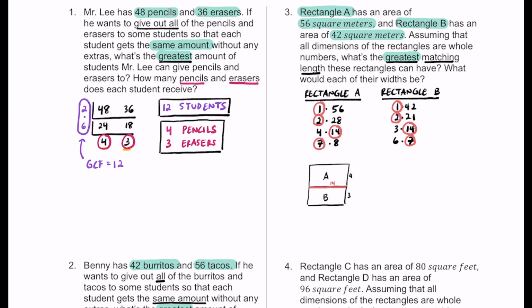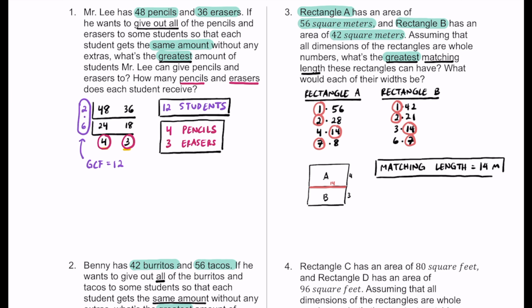So rectangle A has a bigger area than rectangle B, just because we knew that from the beginning. And so they would share this dimension of 14. So in terms of the question asking about what would their greatest matching length be, it turns out that's their GCF, right? Their greatest matching length that they could have here would be equal to 14 meters. I'm just going to go ahead and label that just like this. 14 meters would be the greatest matching length.